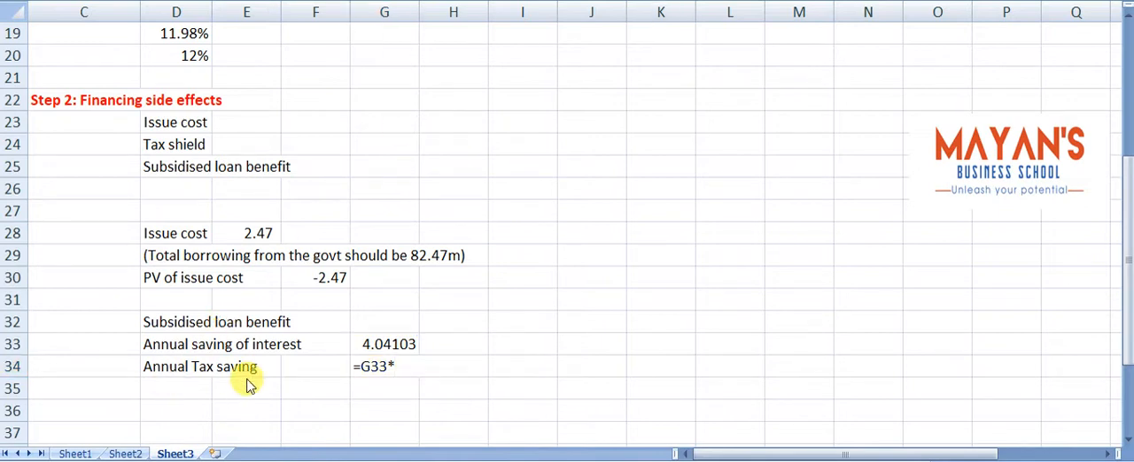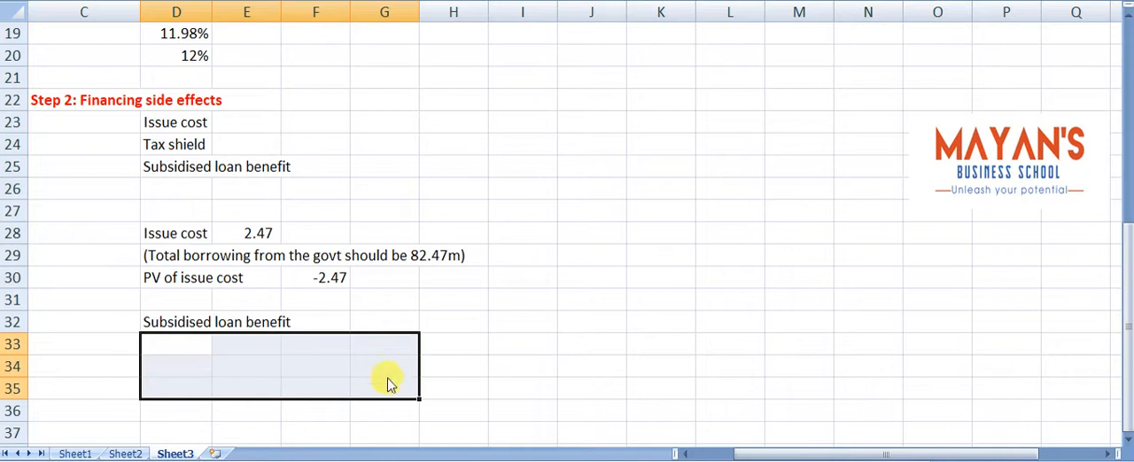Guys, let me redo this part again. Which one? Subsidized loan benefit. Let me redo this. Come again.